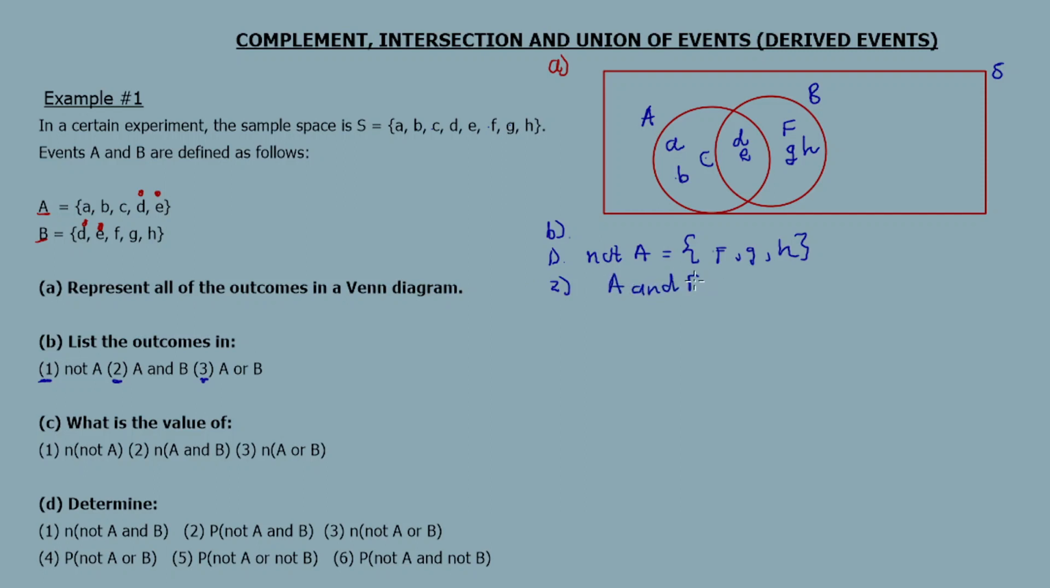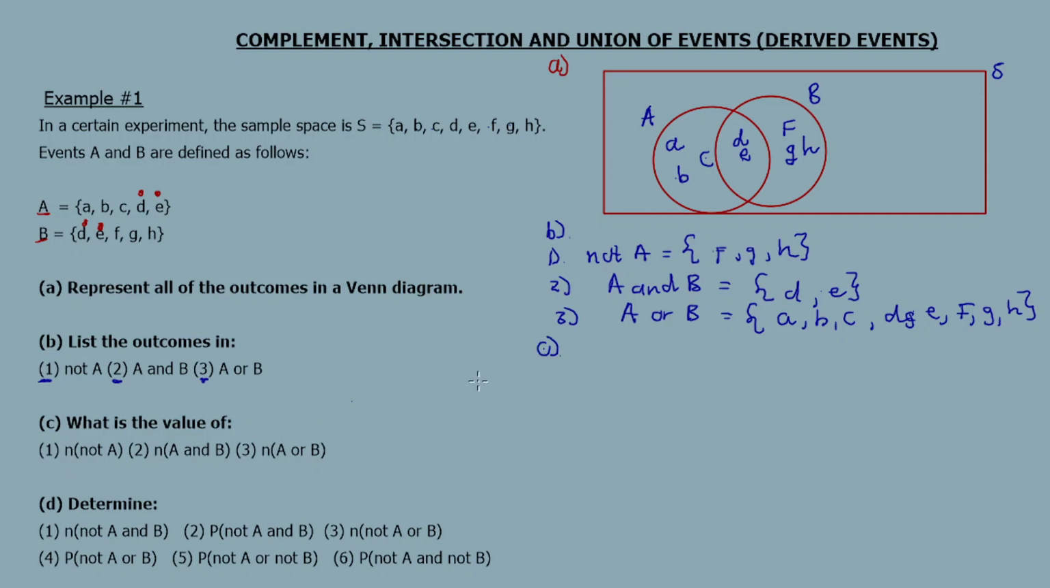Number 2: A and B. This is called the intersection, so D and E. Number 3: we want the union, A or B. A or B is everything you find in A and everything you find in B, which is A, B, C, D, E, F, G, H.